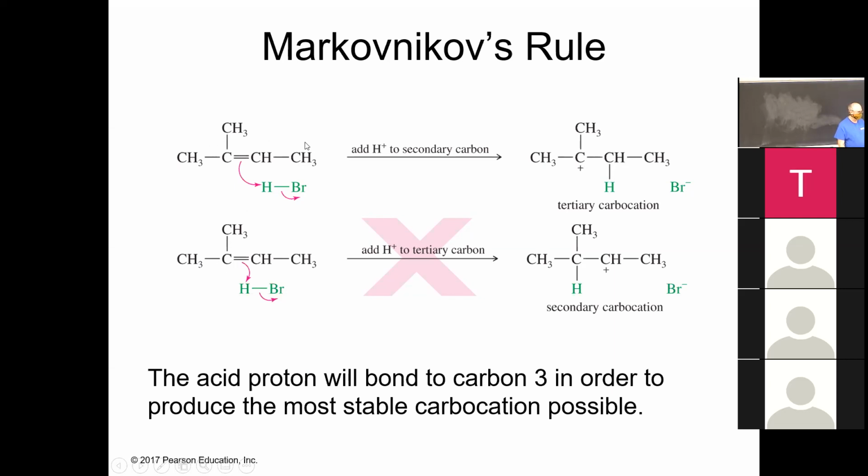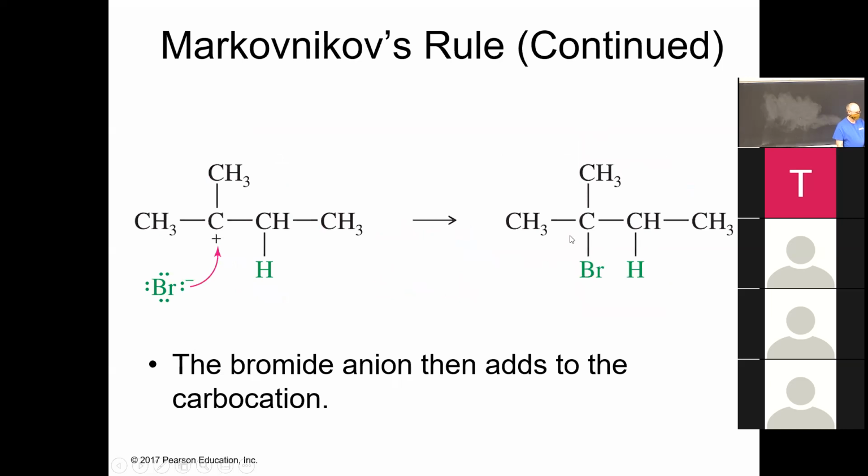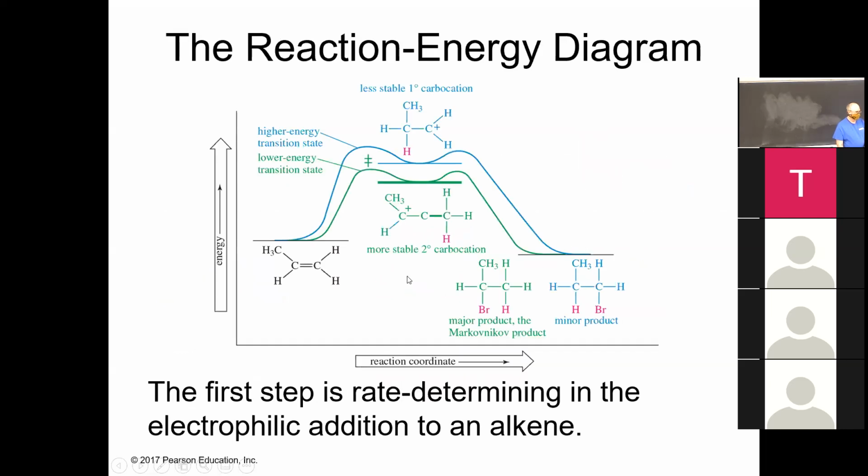And so here we have an unsymmetric alkene. And so the bromide will end up on the more substituted carbon, the tertiary carbon. The tertiary carbocation is formed faster and it's more stable than a secondary. And this shows the reaction energy diagram. The tertiary carbocation you can see is formed faster and it is lower in energy, more stable.